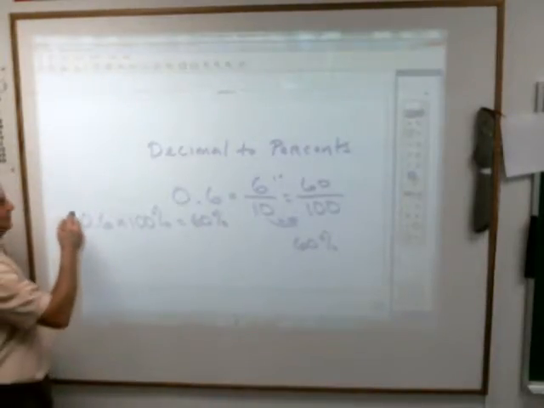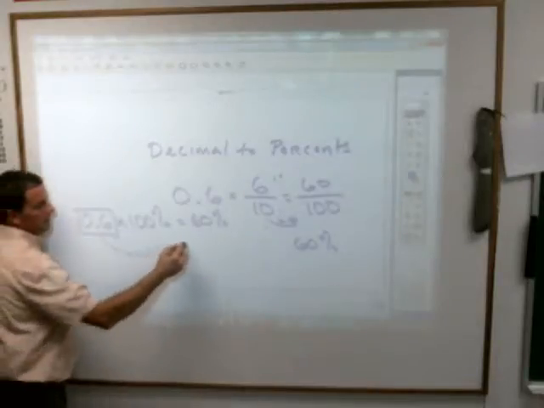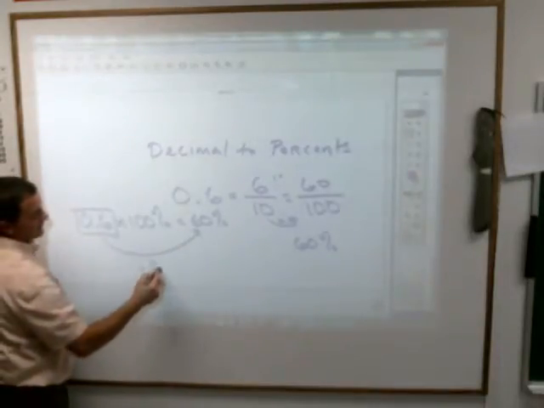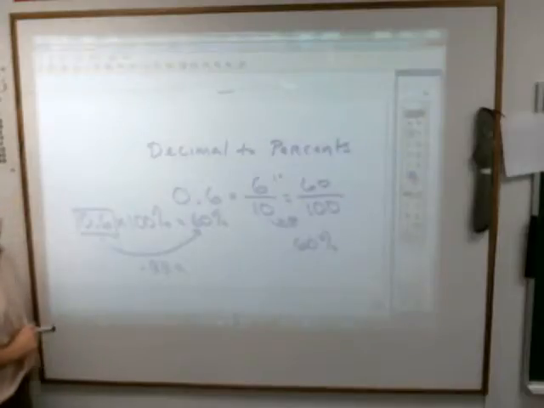Or skipping and going right from this to this. Well, let me do this. What if I have 0.88? What percent is 0.88?